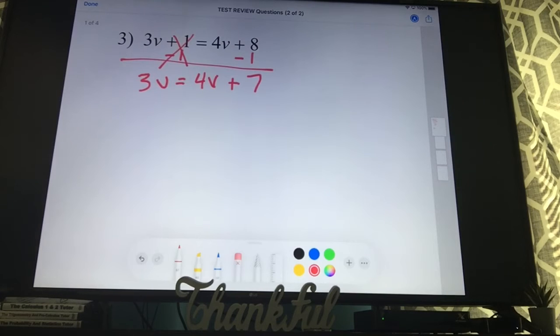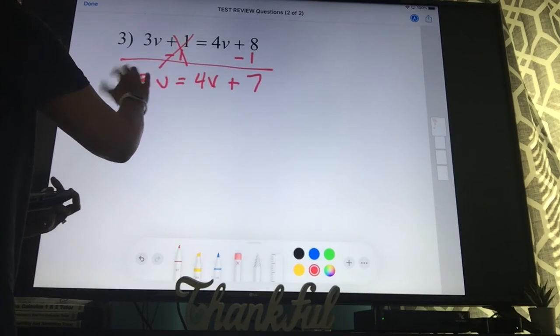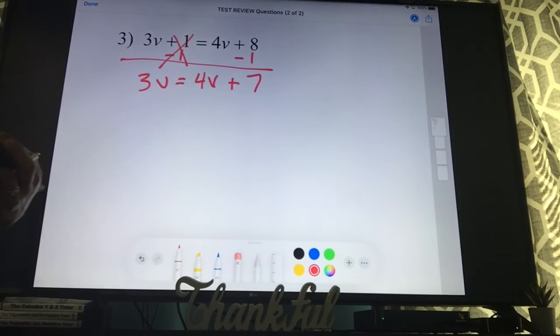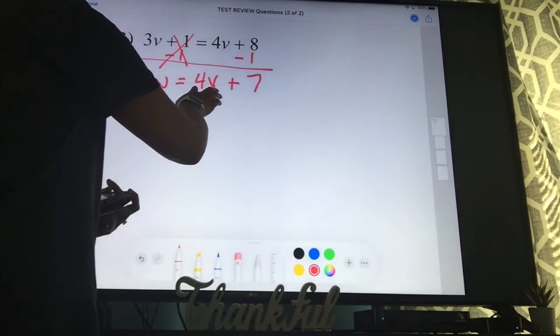Okay, so now let's look at the left side. Do we have any just numbers? Nope. Okay, so now let's look at our right side. Our right side should only have numbers. So our first one is a 4v.